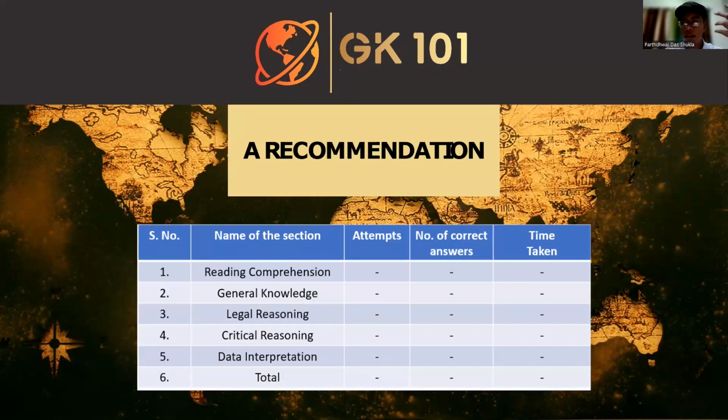A recommendation from my side, after analyzing a mock, is that you create a table of this sort. You write the name of the section, the number of attempts that you made, the number of correct answers, and the time taken. This was recommended to me by a teacher, and this helped me a lot. So you can just copy this as it is. Maybe you could send it to the mentors at GK 101 or whoever your mentor is, and they would create that plan that you need to follow to move forward and improve your score.